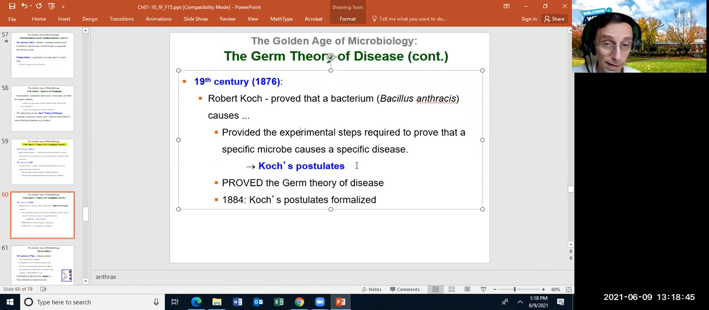We'll talk about Koch's postulates 3 times during the semester. So this is one of those major topics that we'll hit, well, in 2 other times. We'll go into it in much more detail the next time I talk about it. Anyways, Dr. Koch then proved the germ theory of disease, where a given microbe causes a given disease. And like I said, he formalized his postulates, and they became known as Koch's postulates. Any question about any of that?